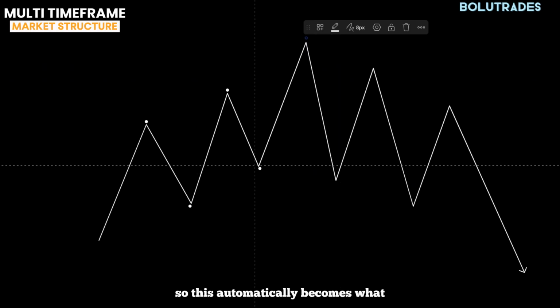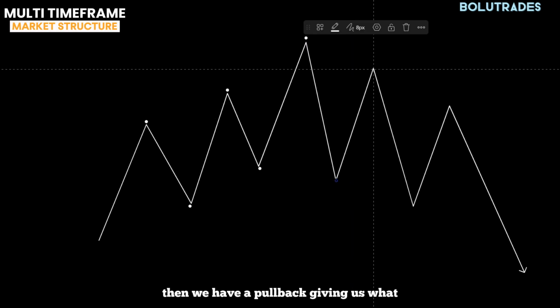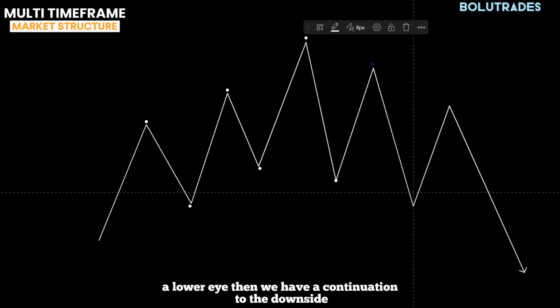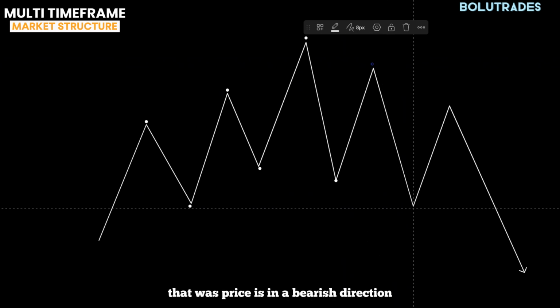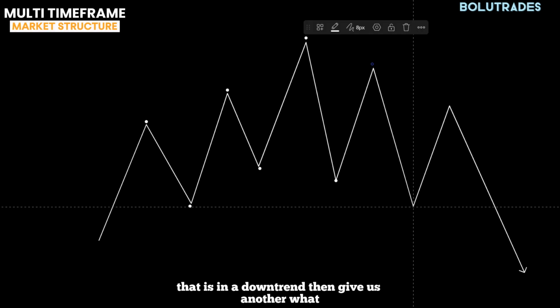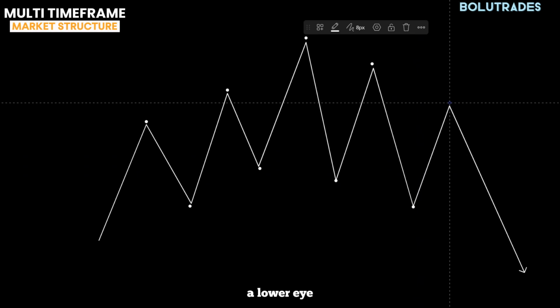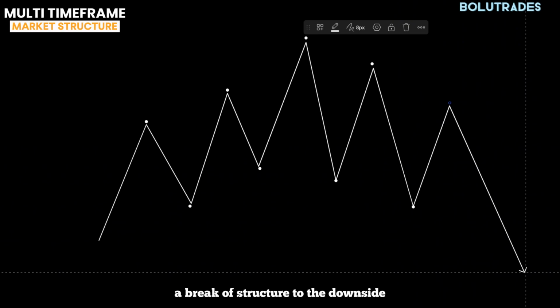So this automatically becomes a change of character to the downside. So this becomes what? A lower low. Then we have a pullback giving us what? A lower high. Then we have a continuation to the downside giving us a break of structure, that is price is in a bearish direction, that is in a downtrend. Then give us another lower low. Then we have a pullback giving us a lower high. Then a continuation to the downside giving us a break of structure to the downside.